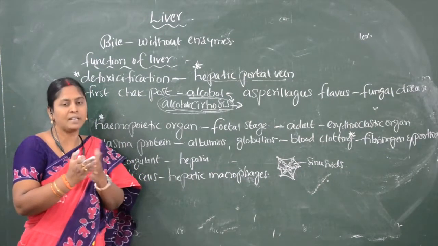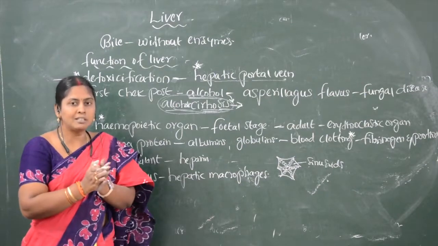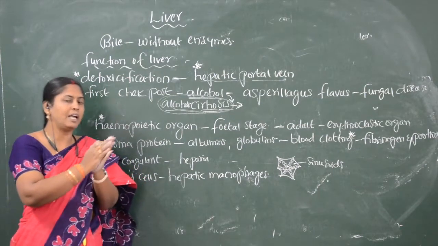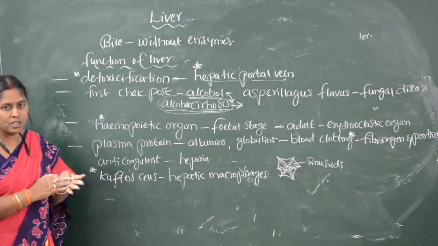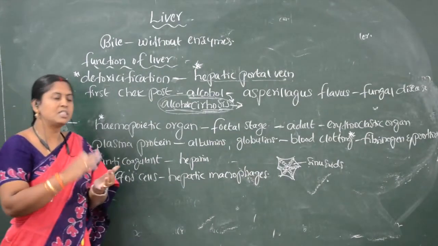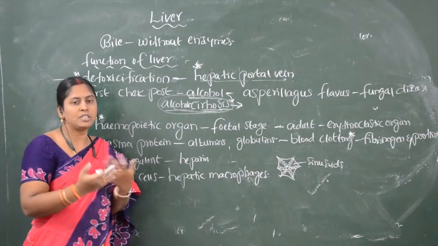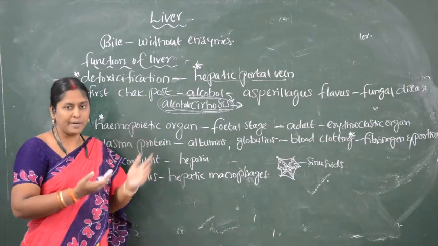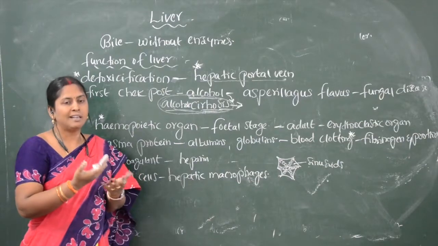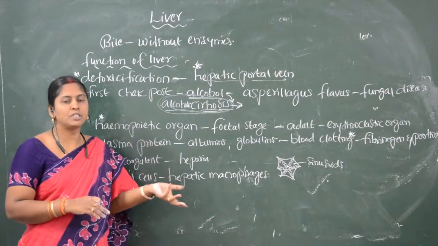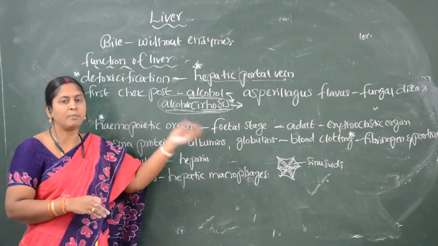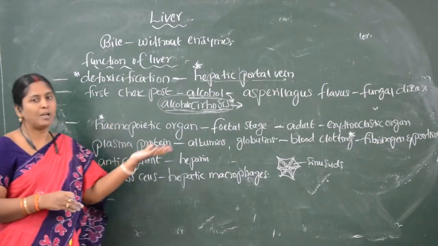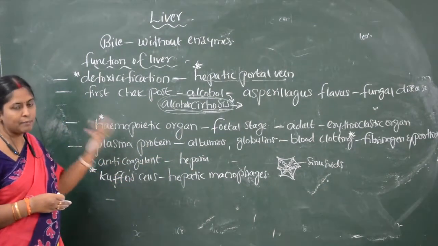In that, different kinds of processes are there. What are these different kinds of processes? Already I have said: glycogenesis, glycogenolysis, gluconeogenesis and glycolysis. These are the breaking down of glycogen, the production of glycogen, and the production of sugars or glucose from different kinds of metabolic activities. That is carbohydrate metabolism.